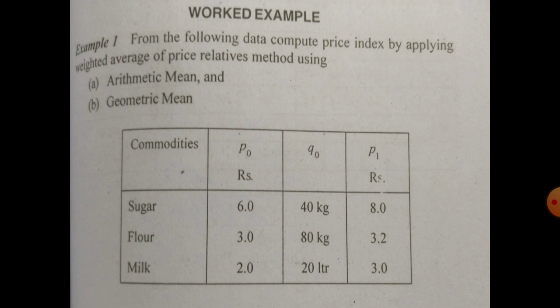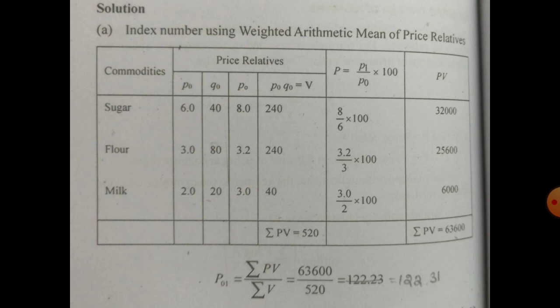P0 and P1 values are prices, so they are given in rupees. Q0 is the quantity, so it is given in kg. You have to go for the first one using arithmetic mean. The value of V will be calculated by P0 into Q0. The commodities are sugar, flour and milk. Similarly, find the V values, P0 into Q0. Finally, we find the capital P value, that is P1 divided by P0 into 100. The last value will be PV.